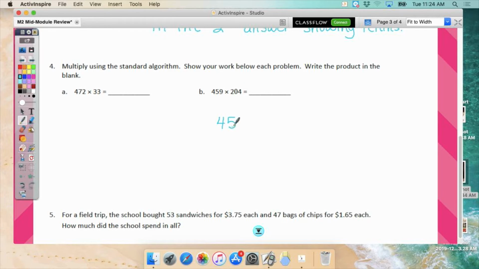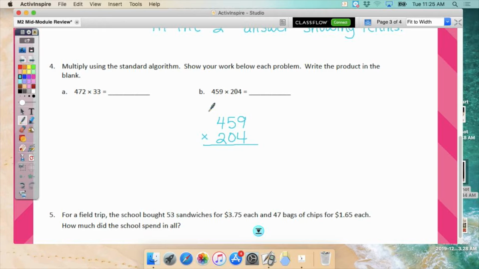So write 459 times 204. I changed it from your paper. And see how I left myself room to regroup right here? Okay. This A, no problem. You're going to be fine. Okay? B, I want to talk about this one together.